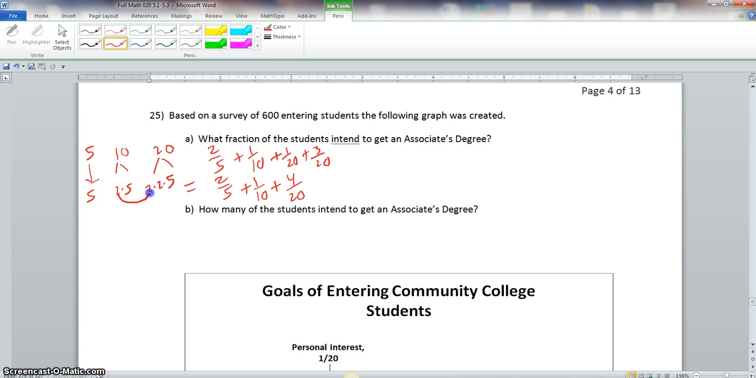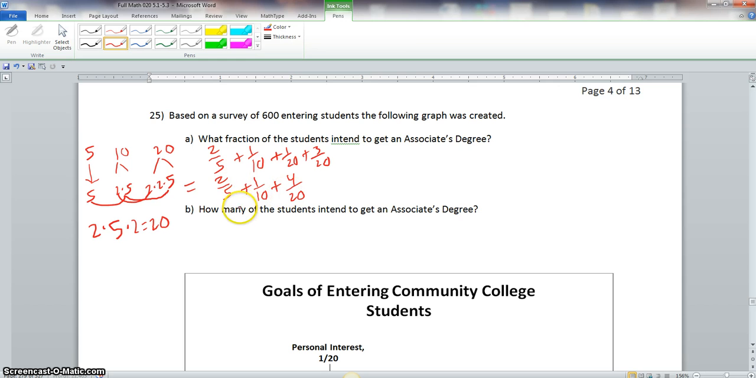We have one set of 2s that match up. We count that once. Now each one of these has a 5, but we still will only count the 5 once. And what we have left over is another 2. So our least common denominator is 20.